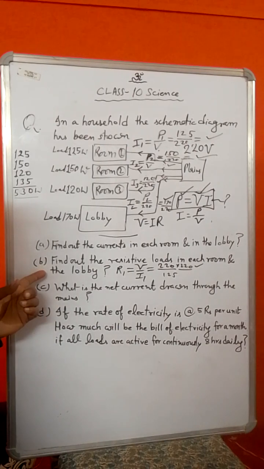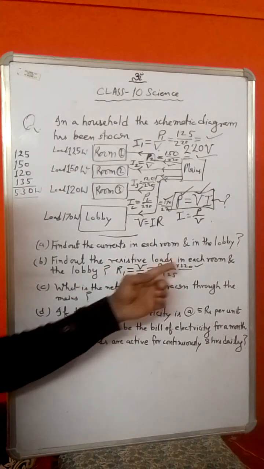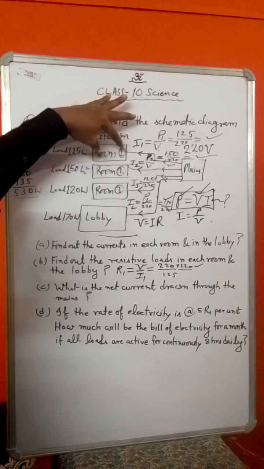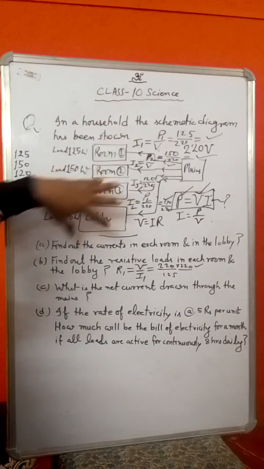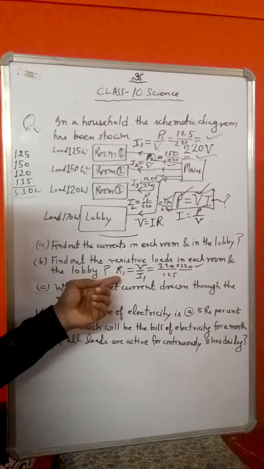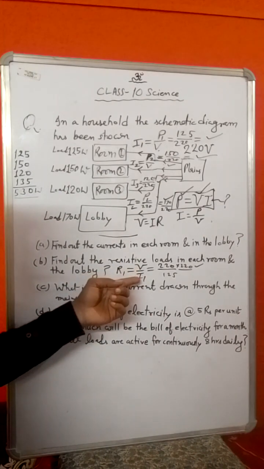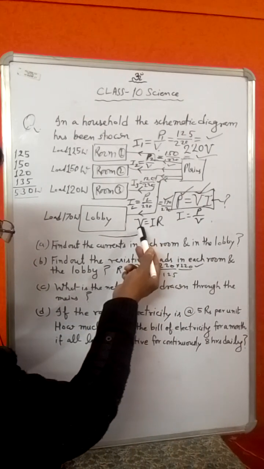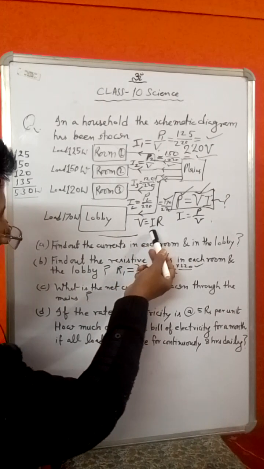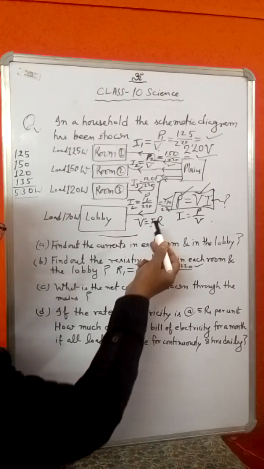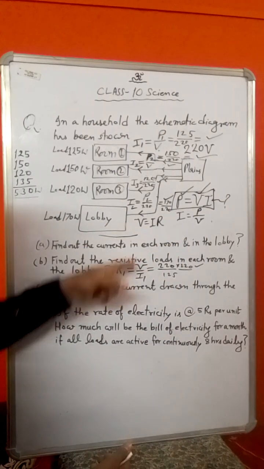Now, second part, find out the resistive loads in each room and the lobby. We need to find out the resistive loads, means R1, R2, R3 and RL. Now, how to find that? For R1, we have V upon I1. V is equal to IR. This is Ohm's law. V is voltage. Voltage is equal to current in that circuit times the resistance, which is the resistive load. So just apply this formula.